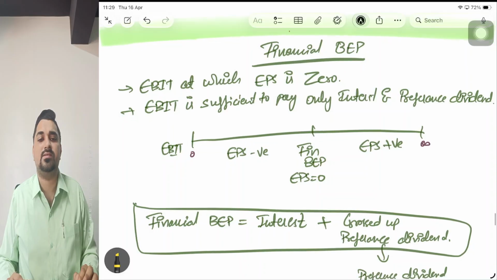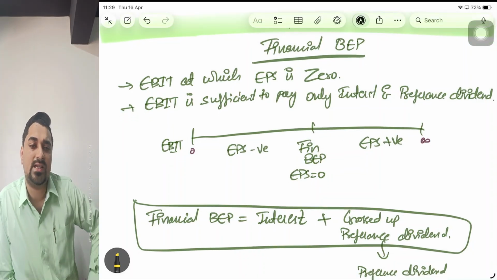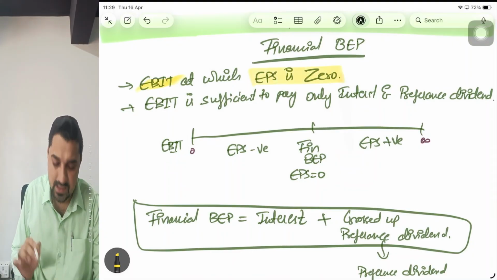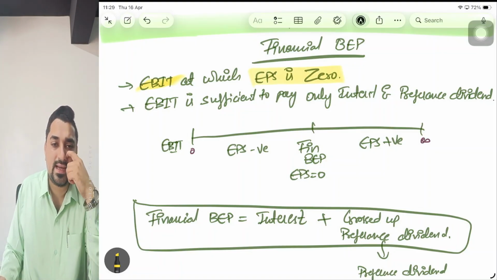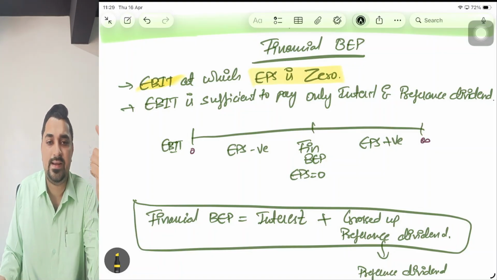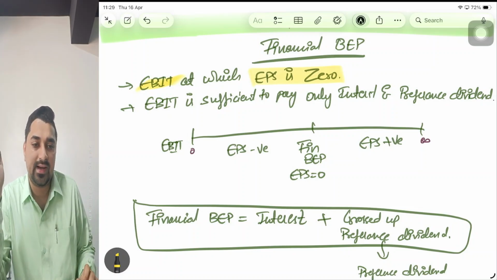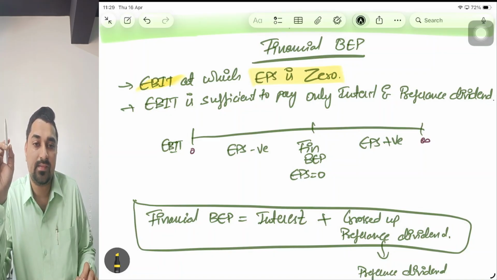So what do you mean by financial BP? BP means no profit, no loss situation, you are aware. So financial BP is that level of EBIT at which my EPS is 0. I repeat, financial BP is that level of EBIT at which EPS is 0. In other words, when I draw up a profitability statement, my EPS should be 0. Which EBIT will help me achieve that? That is called financial BP.